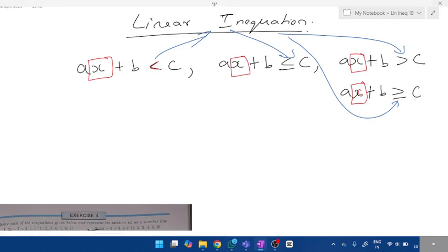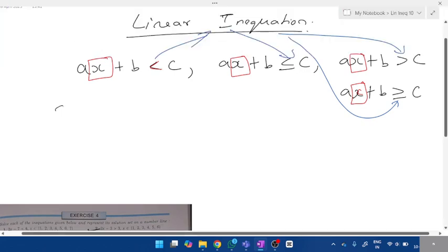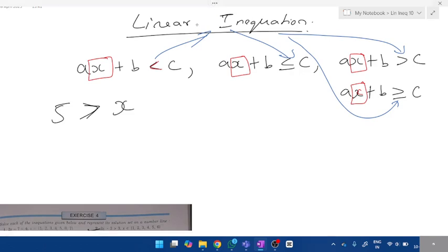Okay, and you should know how to write the values. For example, 5 is greater than x. Which side is the variable, right hand side or left hand side? Variable x is on the right hand side.